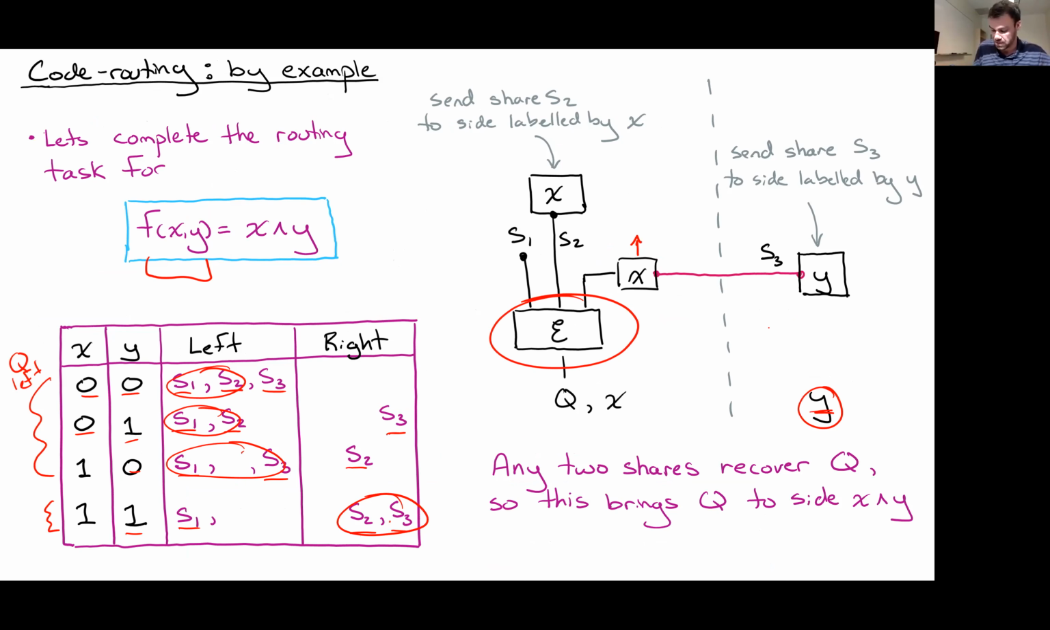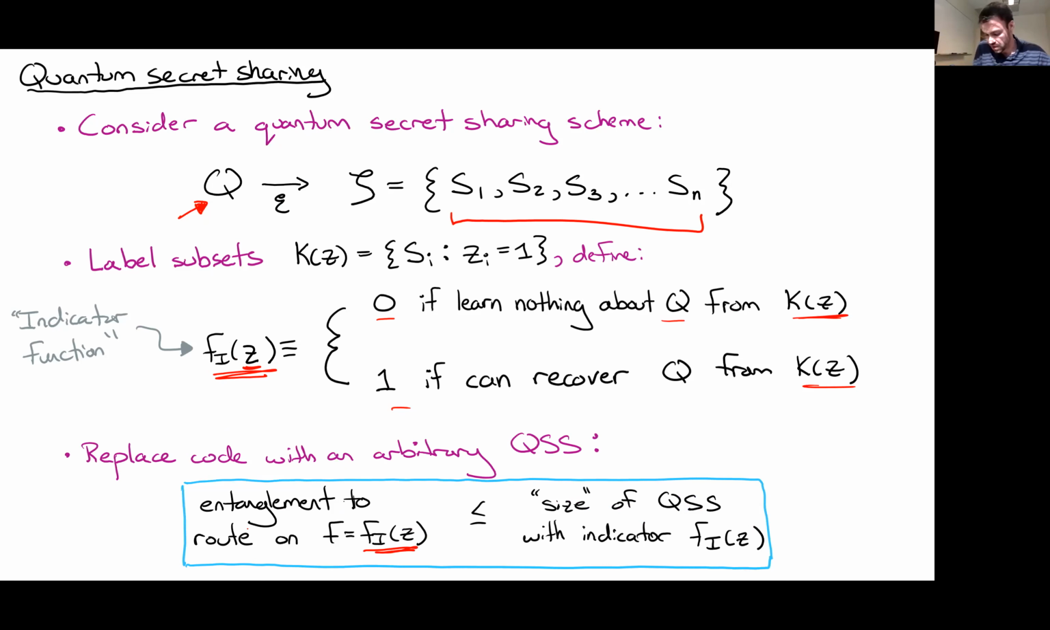And what you'll find is you can then do the F-routing task for that function with an amount of entanglement that's bounded by what's called the size of the quantum secret sharing scheme. The size is just the number of qubits in all of these shares. One thing that's nice here is that the size of a secret sharing scheme is a thing that people are usually trying to optimize when they construct secret sharing schemes. They're trying to make that as small as possible. And so you see here that the entanglement cost in this non-local quantum computation provides a lower bound on how well you can do when you're constructing these schemes.